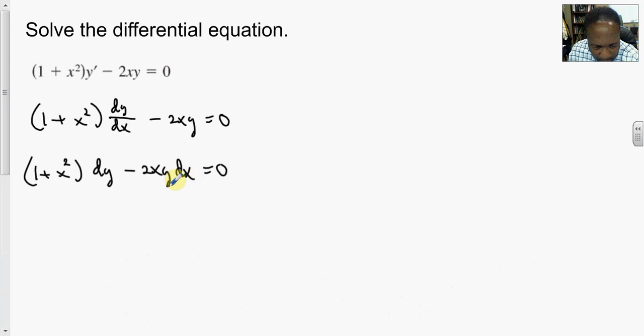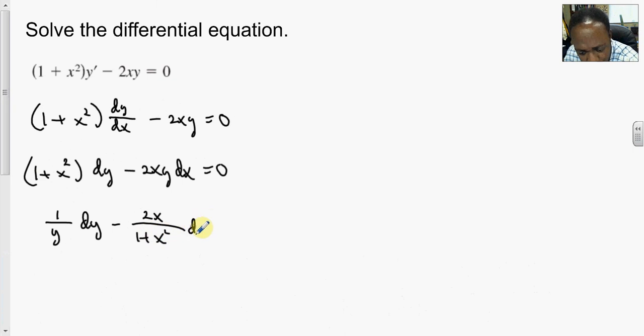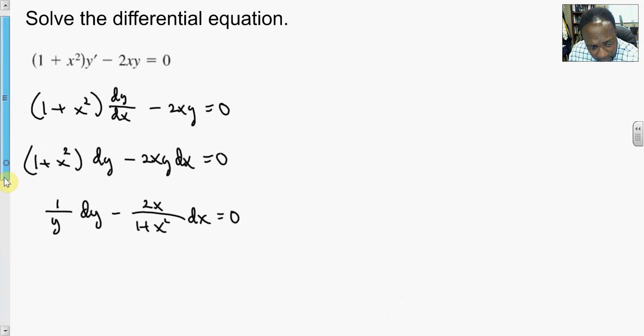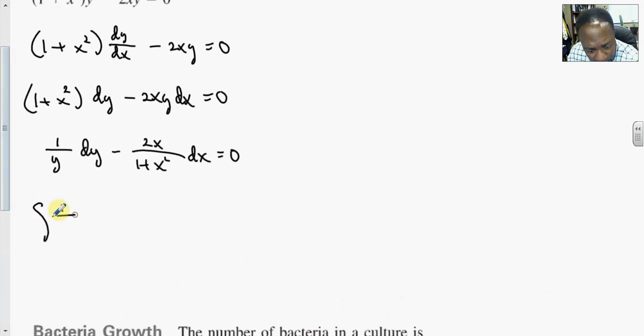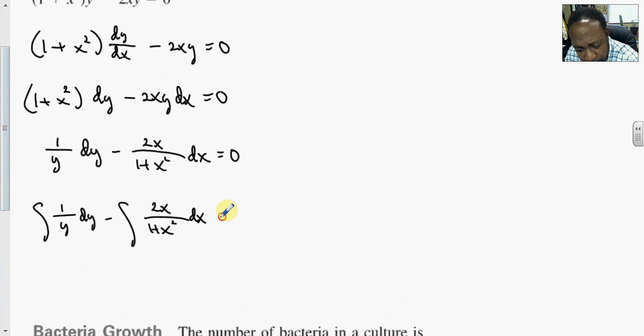I'm going to divide everywhere by y and divide everywhere by 1 plus x squared. And when you do that, you have 1 over y dy minus 2x over 1 plus x squared dx is equal to 0. Now we integrate everywhere, integrate here with respect to the y minus the integral of 2x all over 1 plus x squared dx. This is equal to c.